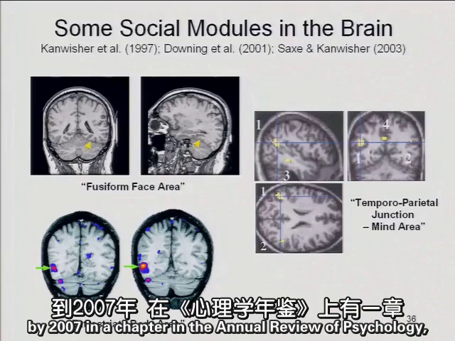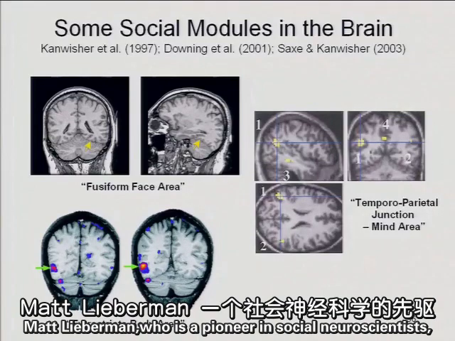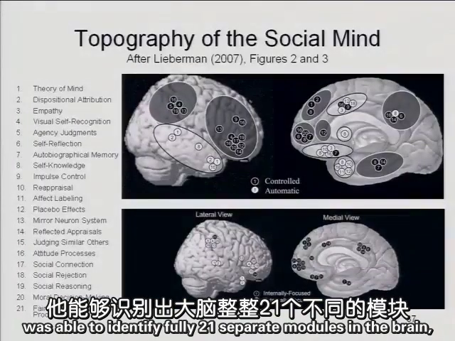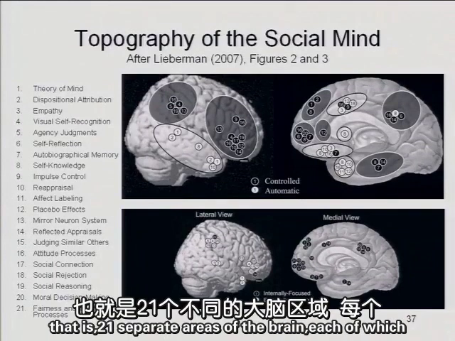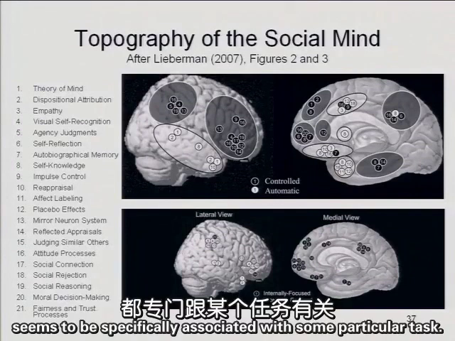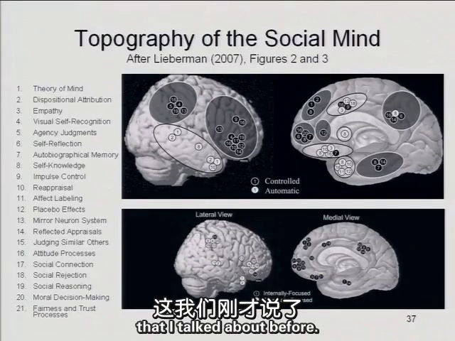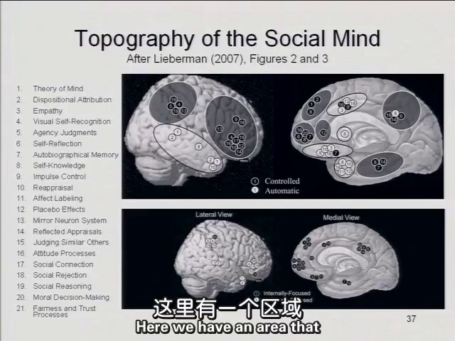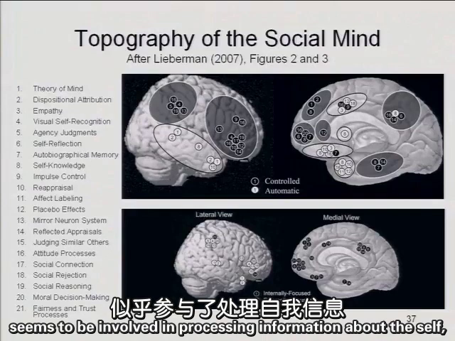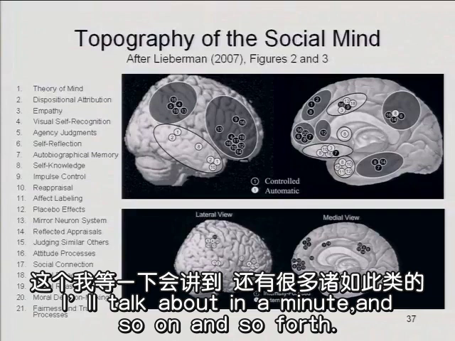The result of which was that by 2007, in a chapter in the Annual Review of Psychology, Matt Lieberman, who is a pioneering social neuroscientist, was able to identify fully 21 separate modules in the brain, that is 21 separate areas of the brain, each of which seem to be specifically associated with some particular task. So back here we have the temporal parietal theory of mind area that I talked about before. Here we have an area that seems to be involved in processing information about the self, a topic I'm going to talk about in a minute, and so on and so forth.